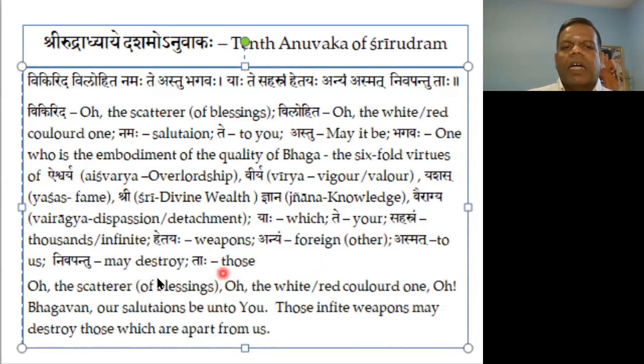Te, your Sahasram. Sahasram generally is translated as 1,000. But I think in one of my earlier sessions, I have mentioned the word Sahasram, Shatam, Sarvam. All that means infinite, there's no limit. That's the way they mean. So I put the word infinite. Sahasram, they have weapons.